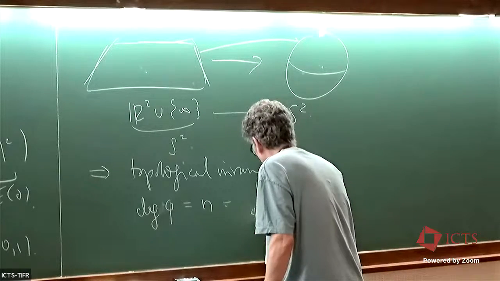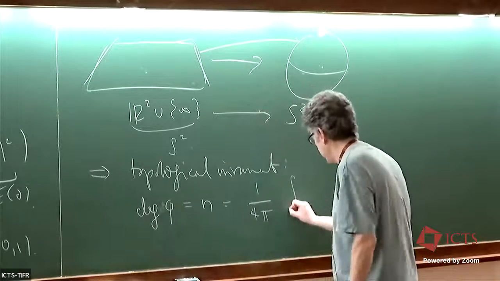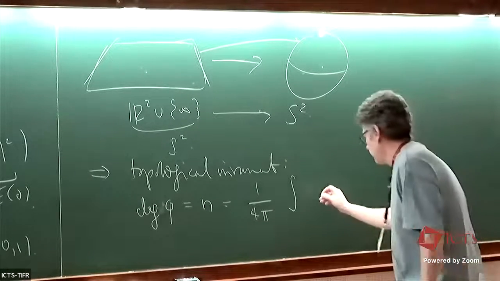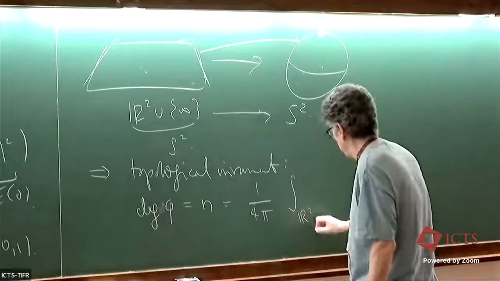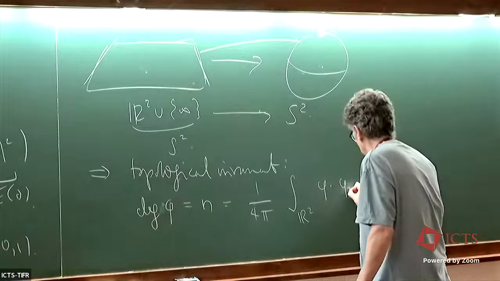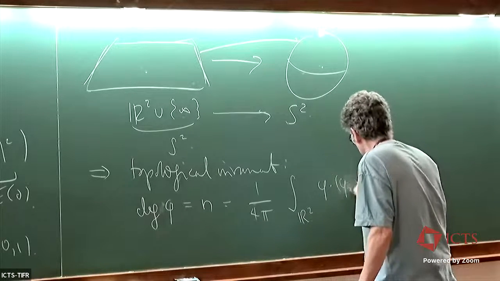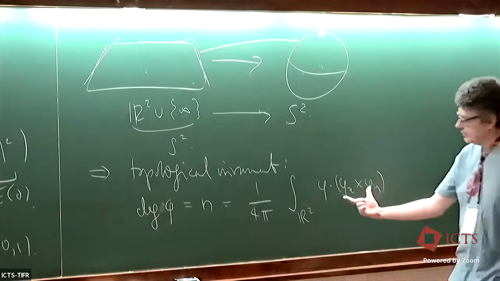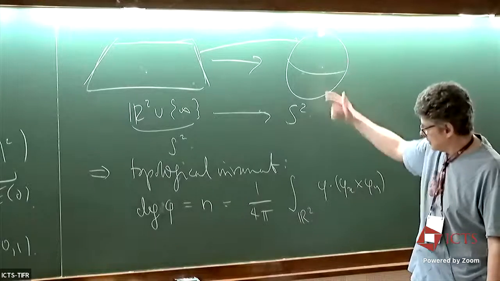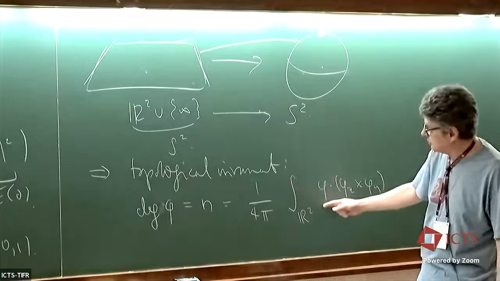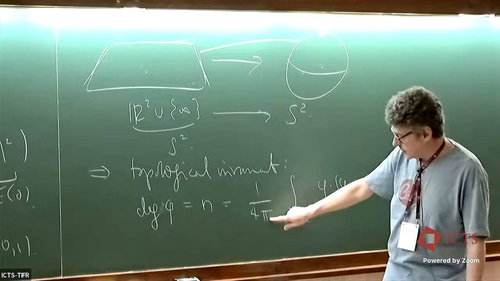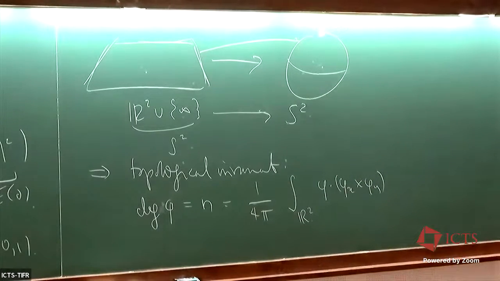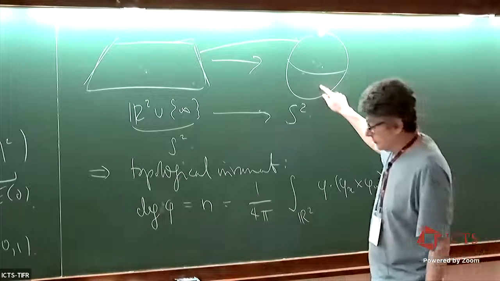It's 1 over 4 pi times the integral, times the area of the image of the map, if you like. So times the integral over the plane of this quantity here. You can think of this as being the pullback of the area form on the two-sphere. So this is just the integral of the pullback of the area form, and then we're dividing by the area of the target space to compute the number of times that the field wraps this plane around the two-sphere.